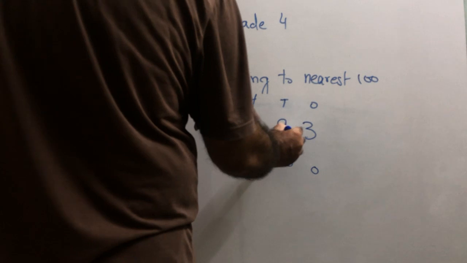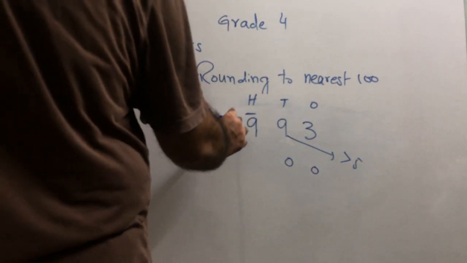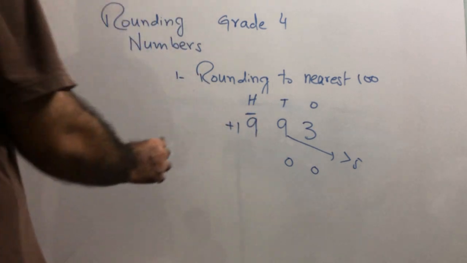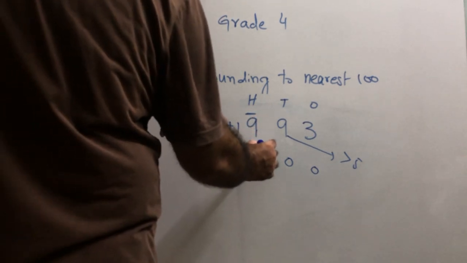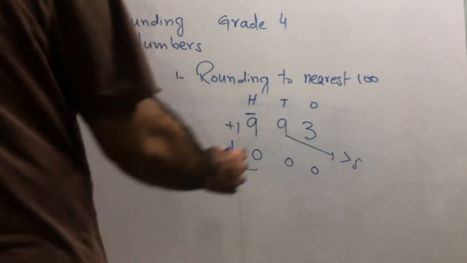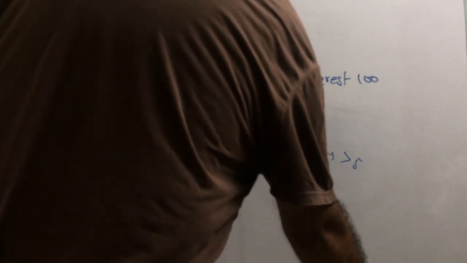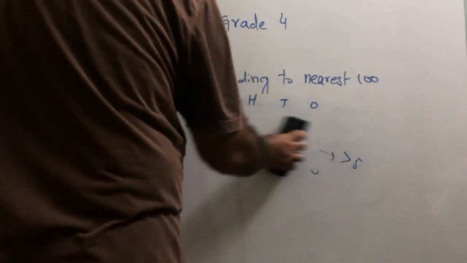If this number is 5 or greater, then we add 1 to the hundreds place. 9 plus 1 becomes 10. So we put 0 and carry 1. 9 plus 1 is 10. So it becomes 1000. So when we round 993 to nearest 100, we get the figure 1000. This was the first example.